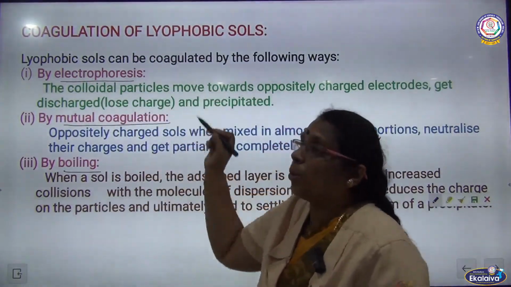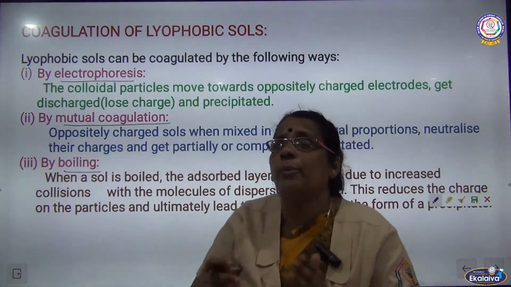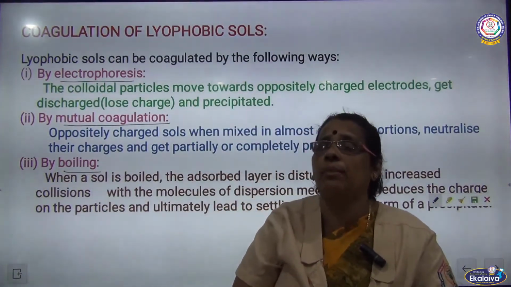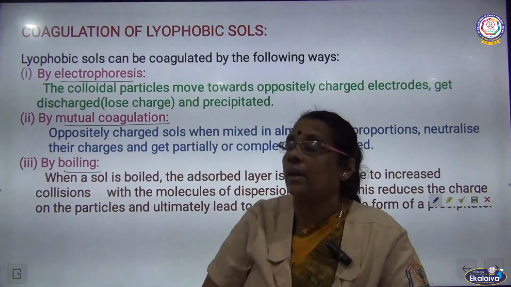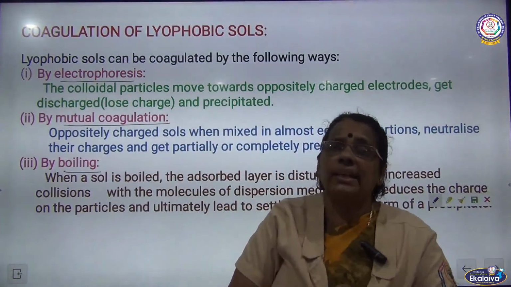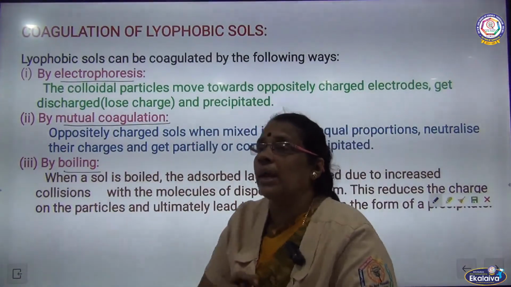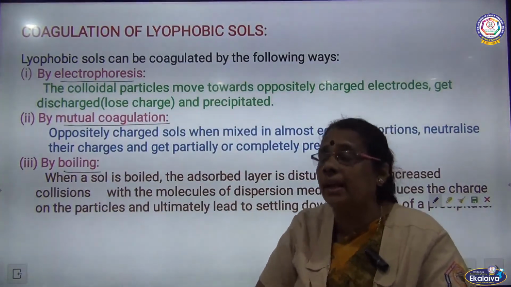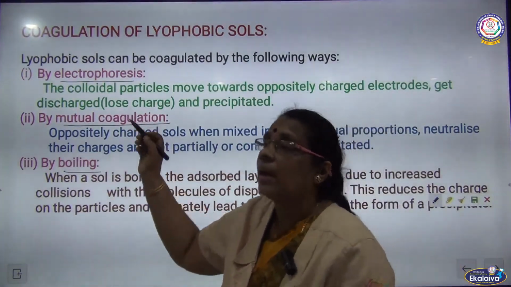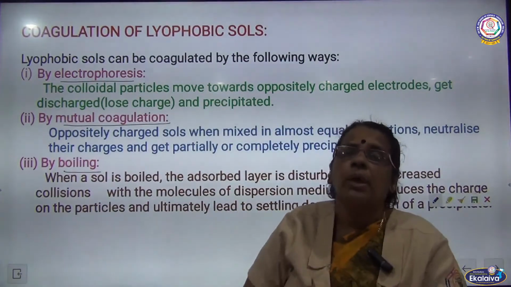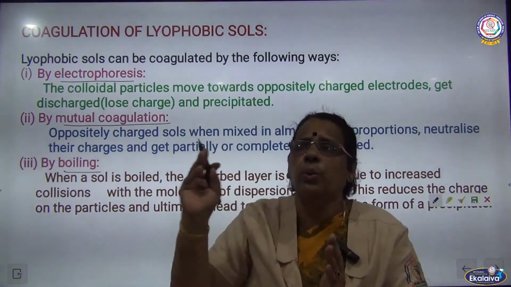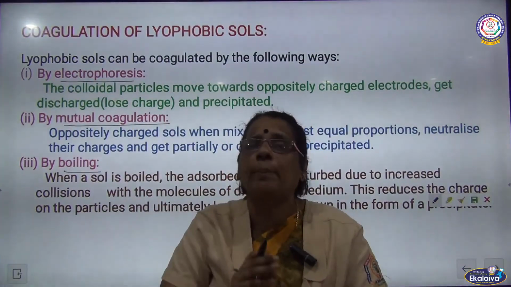Lyophobic colloids are those which are solvent-hating colloids, and they are unstable. So what we are doing? We are going to follow these techniques for coagulation of lyophobic colloids, that is, association and aggregation of particles in the lyophobic colloids. The first one is electrophoresis, already I told you. What is electrophoresis? The movement of colloidal particles towards the oppositely charged electrode by passing current.